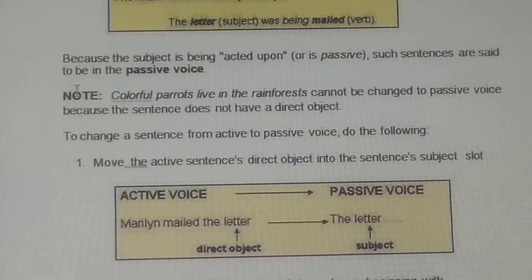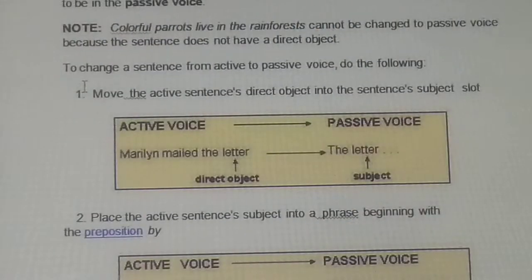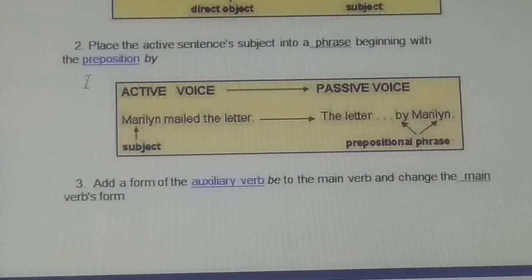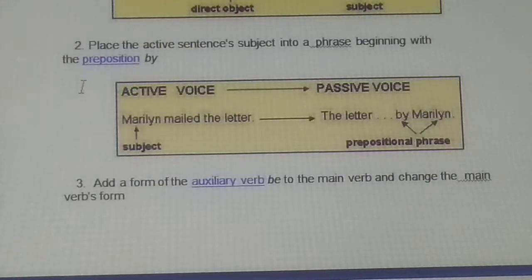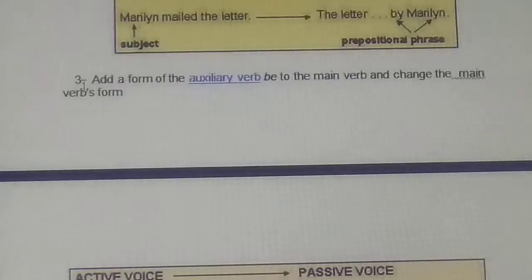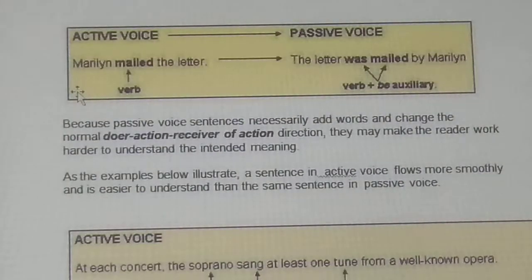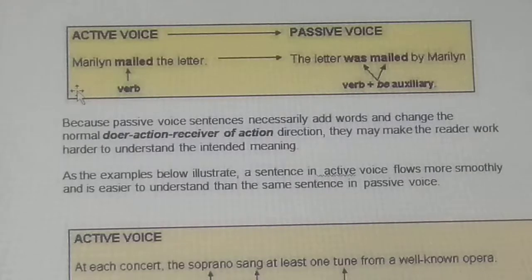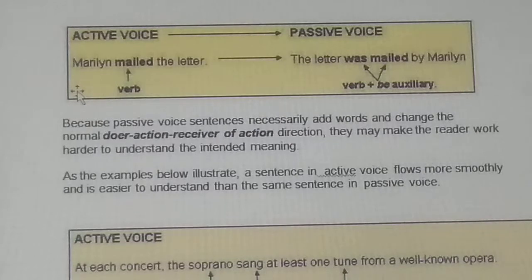To change a sentence from active to passive, what should we do? Move the active sentence's direct object into the sentence's subject slot. Active, passive. Marilyn mailed the letter. Letter is the direct object. What is she mailing? Letter. It is the direct object. And in passive, letter is the subject, children. Place the active sentence's subject into a phrase beginning with the preposition by. Active: Marilyn mailed the letter. Passive: the letter was mailed by Marilyn. Add a form of the auxiliary verb to the main verb and change the main verb's form. Again, the same example is there, children. Passive voice sentences necessarily add words and change the normal order of doer of action and receiver of action.